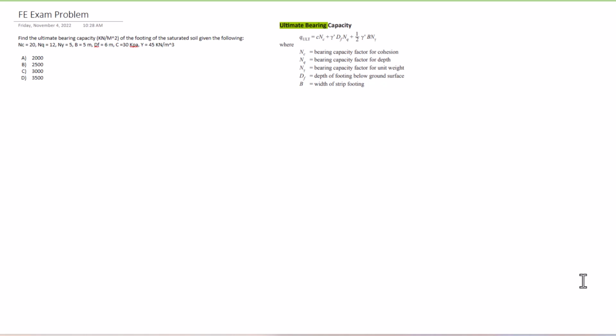Today we have another geotechnical engineering problem. We're going to be looking at ultimate bearing capacity in this video.